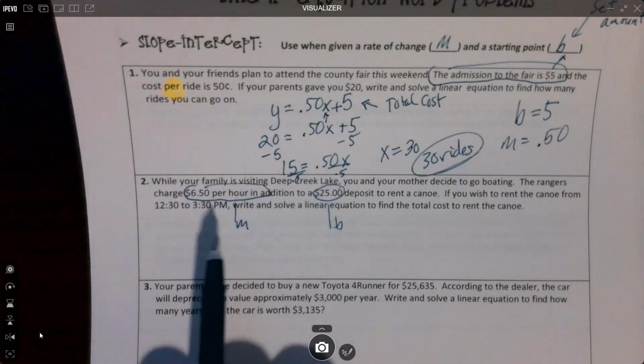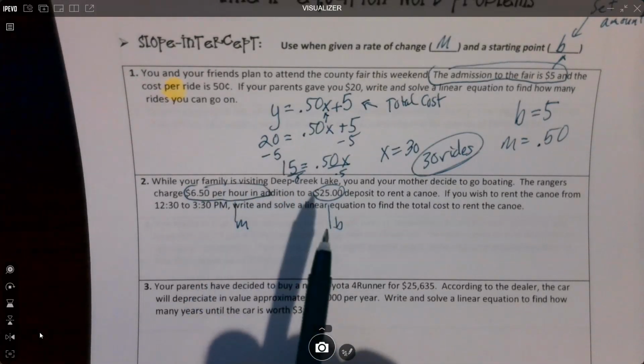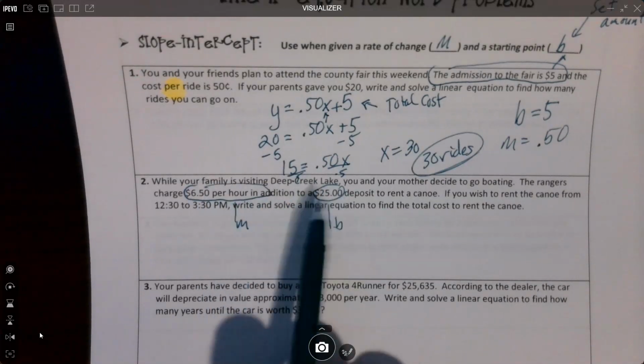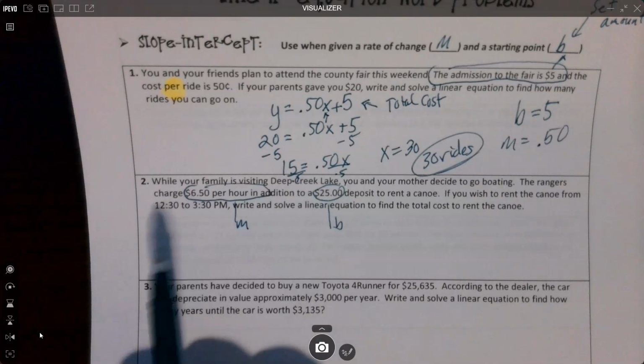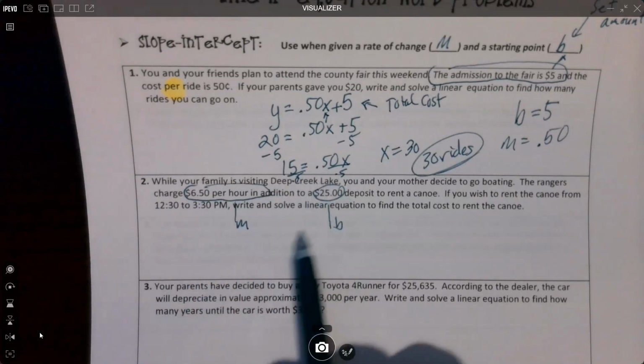I'm not in love with this problem, only because a deposit usually is returnable. So it's not really a cost, but we'll just pretend that it is.